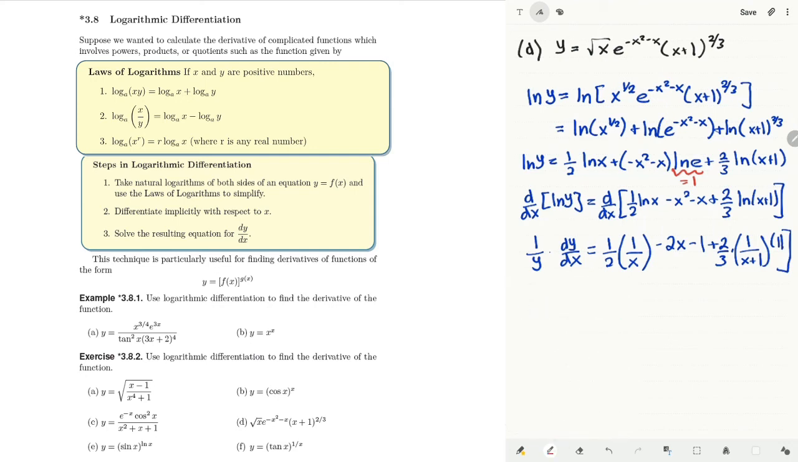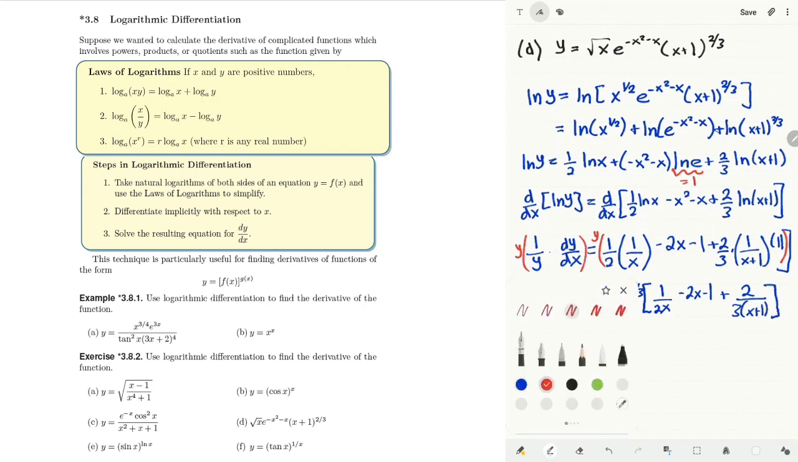So now multiplying both sides by y and replacing y with the original function, we get dy over dx is equal to the root of x times e to the negative x squared minus x times x plus 1 to the 2/3 multiplied by 1 over 2x minus 2x minus 1 plus 2 over 3 times x plus 1. And this is our derivative.